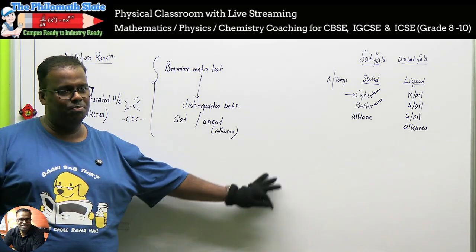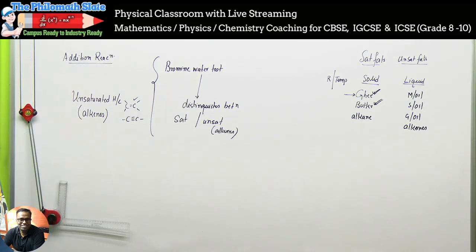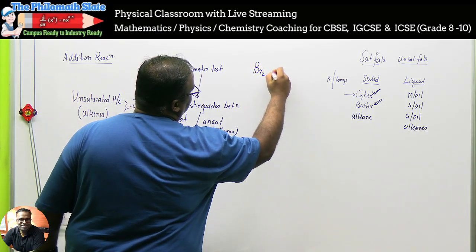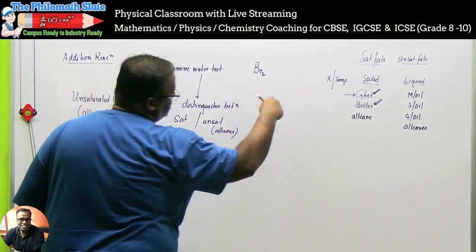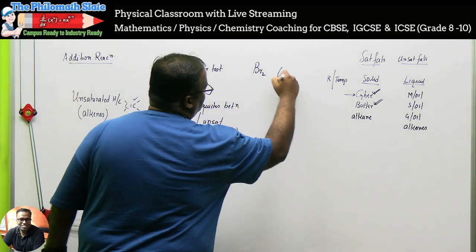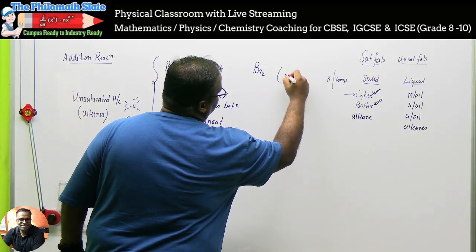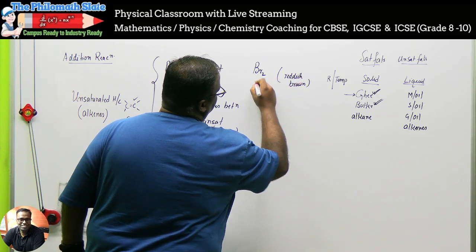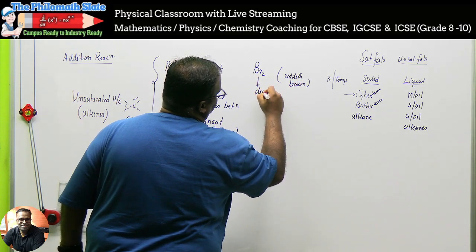ठीक है, वही चीज हम पढ़ने वाले हैं. आ जाओ. Ready? Bromine water means, bromine is known as Br2. Bromine is a gas dissolved in water. So the water will be what in color? It will be reddish brown. Bromine gas dissolved in water.